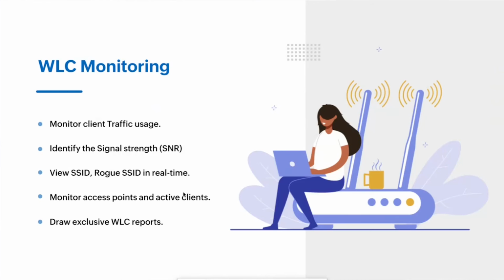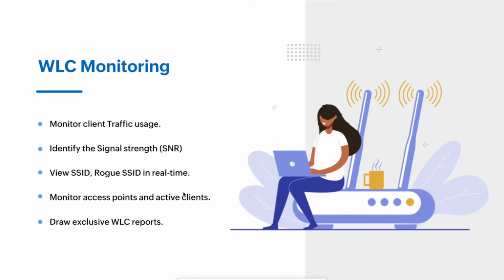Let's move on to our next topic, that is WLC monitoring. Wireless LAN controller monitoring is a recently added feature in OpManager MSP that allows you to monitor WLCs across multiple vendors. This is another license module inside OpManager MSP that allows you to gain in-depth information on traffic usage, that is the data transmitted via different wireless and wired network components, and their signal strength.